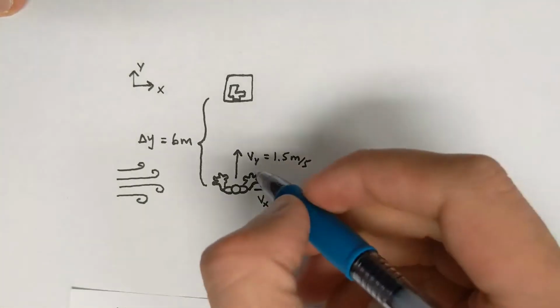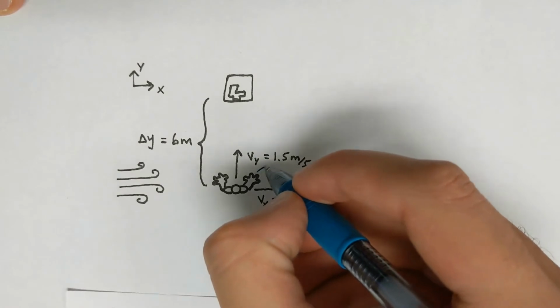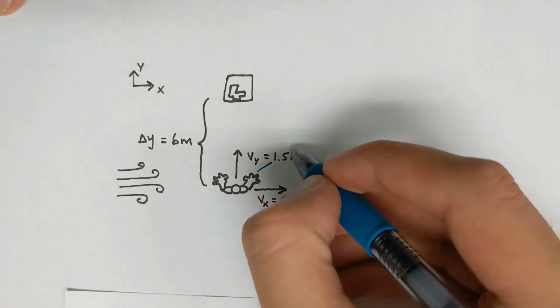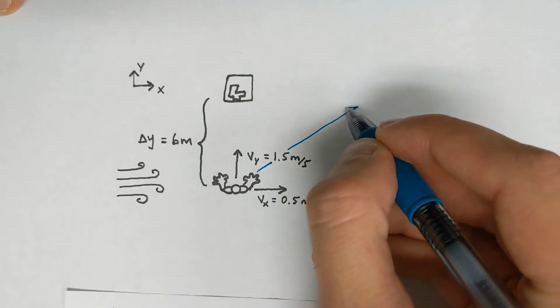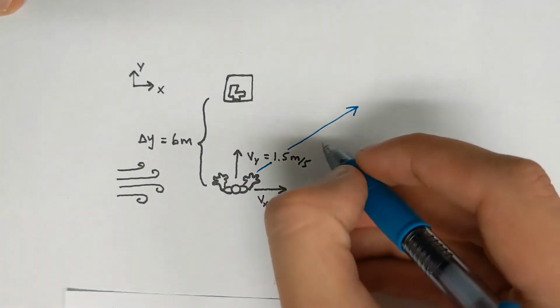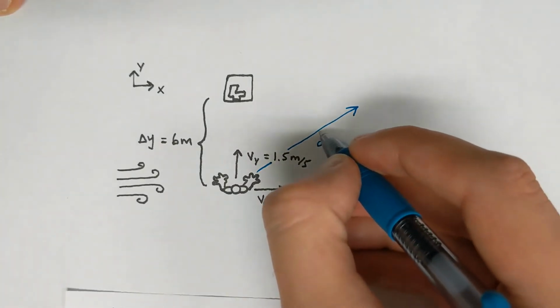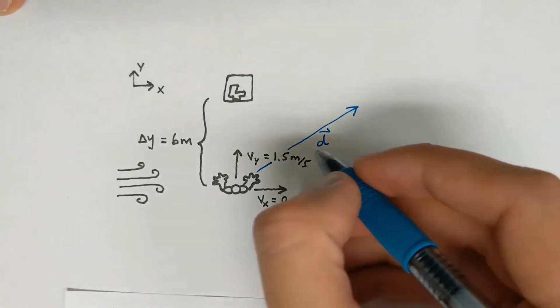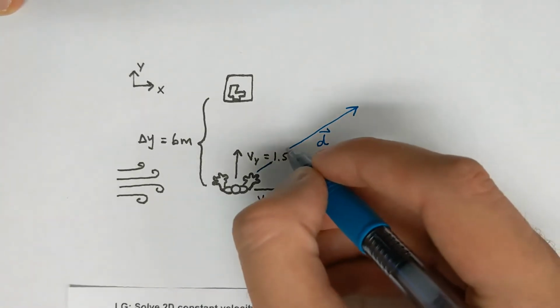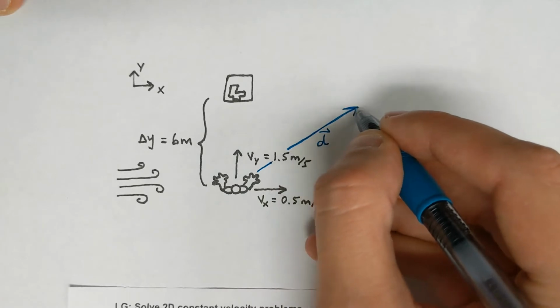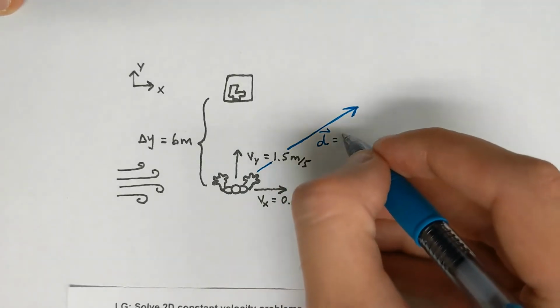The displacement of the scientist is going to be a vector that looks something like this, right? This is what we're ultimately looking for, this vector here. Let's call it lowercase d for the displacement vector, and I'm going to draw it in blue so that it stands out. So this is the thing that ultimately we're going to try to find.